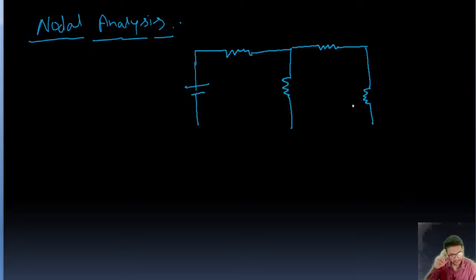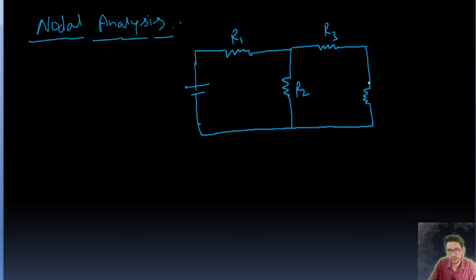Okay, so we have been given this circuit, guys. This is R2, this is R1, this is R3, and this is R4. We have to find the current in the different loops. Suppose this is I1, this is I2, and this is I3.